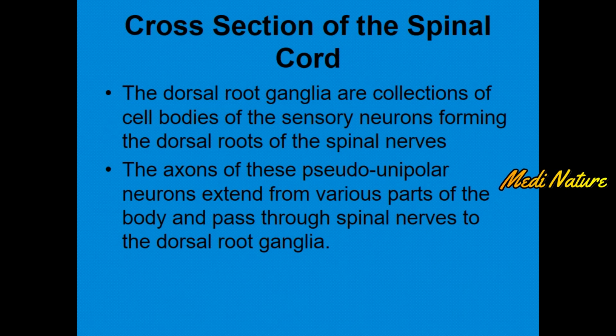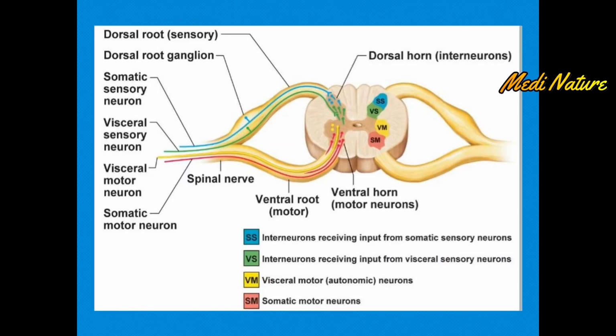The axons of the sensory neurons, which come from various parts of the body, pass through the dorsal roots of the spinal nerves. So, the cell bodies of these neurons form the dorsal root ganglia. In this picture, you can see how the axons of sensory neurons come through the spinal nerve and then enter the dorsal root of the spinal nerve, and then the cell bodies of those neurons form the dorsal root ganglion.